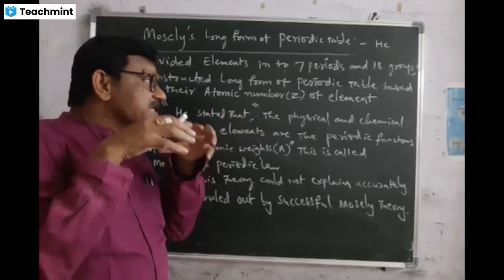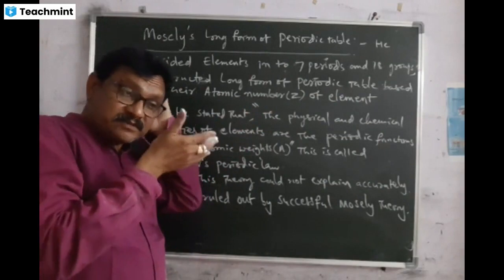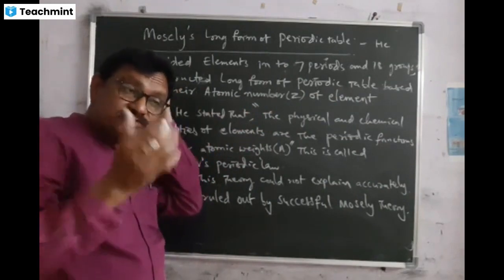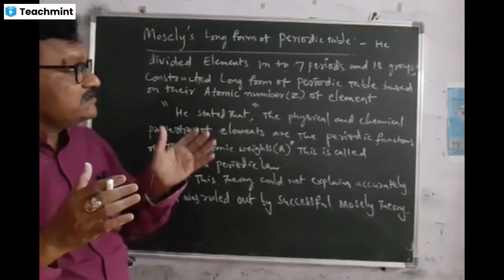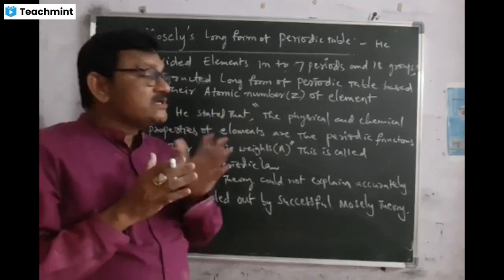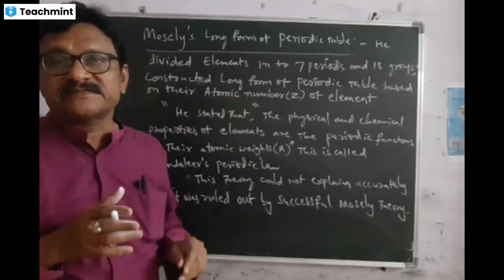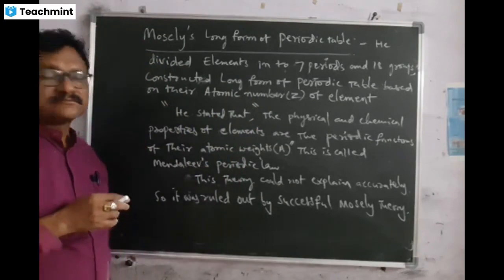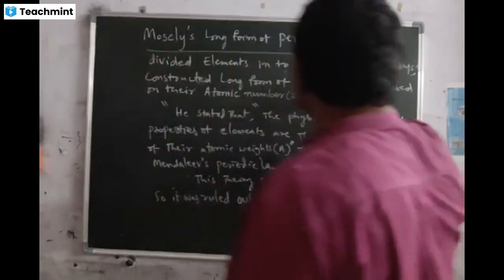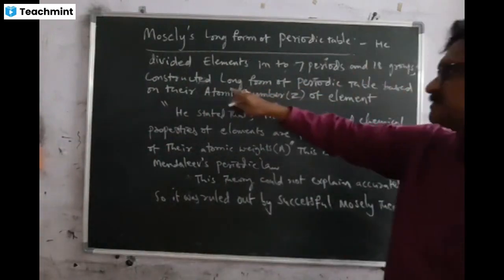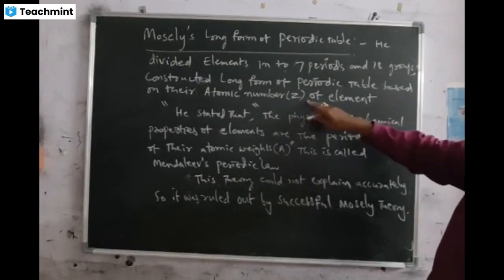What he had taken as a standard was the atomic number. Before him, scientists like Mendeleev considered atomic masses as a standard, but he considered atomic number as the standard. That is the main difference you try to understand. Okay, so you write down: he divided elements into 7 periods and 18 groups, constructed a long form of the periodic table based on the atomic number of elements.